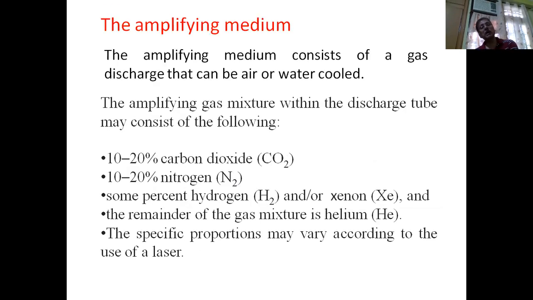Now, what does the amplifying medium consist of in a carbon dioxide laser? In the discharge tube, the gas mixture consists of 10 to 20% carbon dioxide, 10 to 20% nitrogen, some percentage of hydrogen and/or xenon, and the remainder of the gas mixture is helium. The specific proportion of these gases may vary according to the use of the laser.